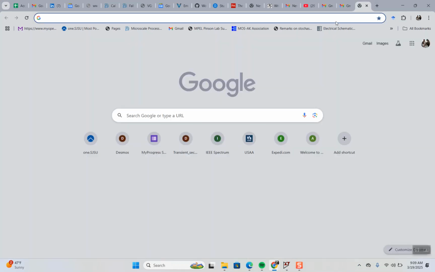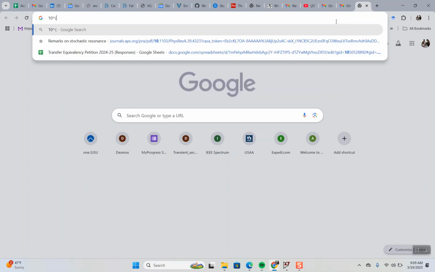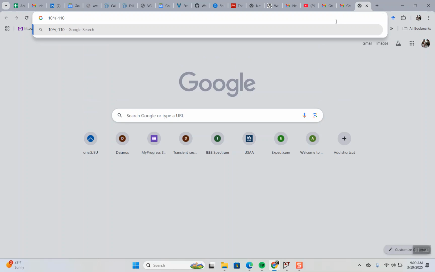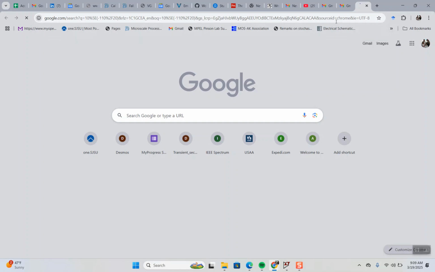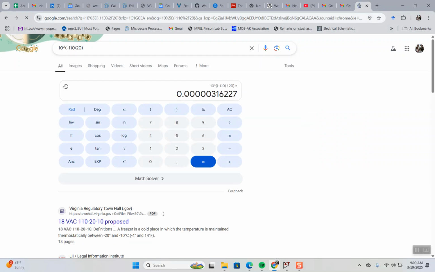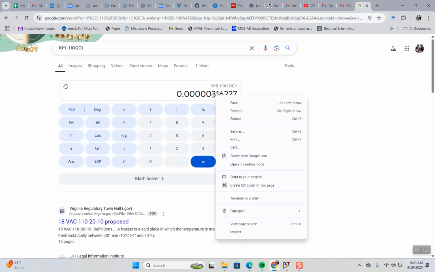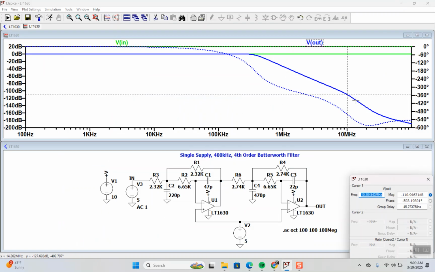Okay, so let's say we have 1 volt in, right? The gain was minus 110 divided by 20. So 1 volt in gives us 3.1 microvolts. So even though we're having some issues here, right? It's not ideal. It's starting not to matter because the attenuation is so great.